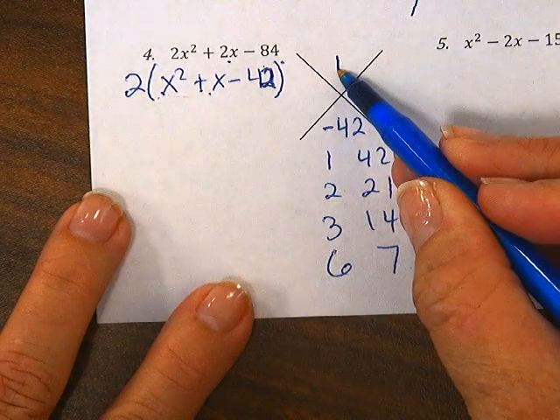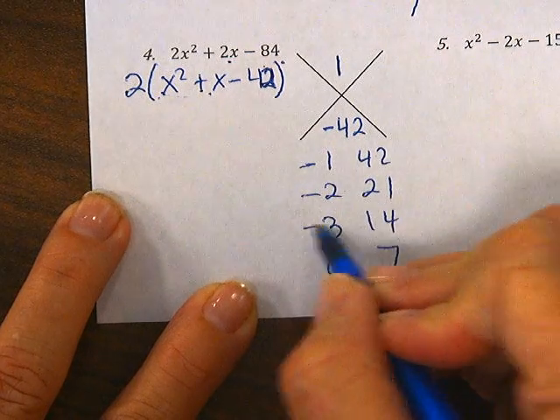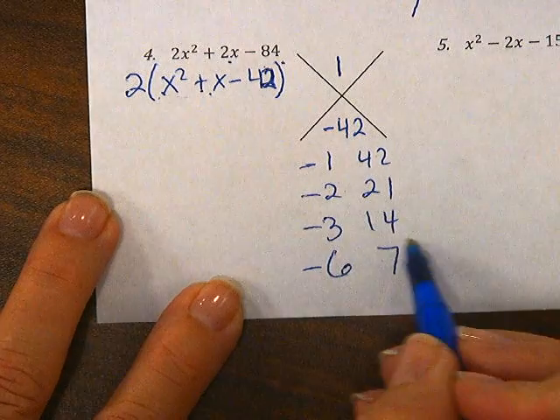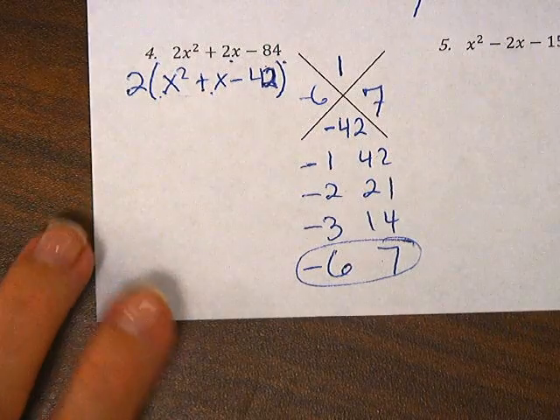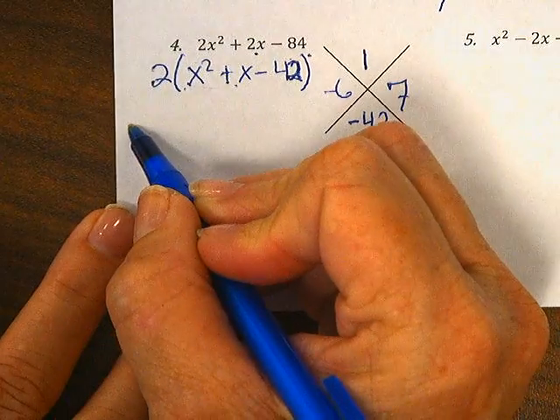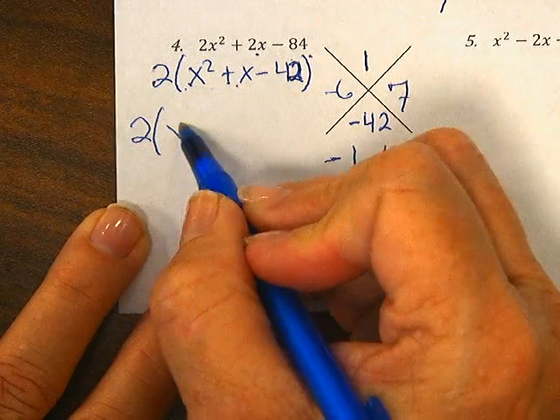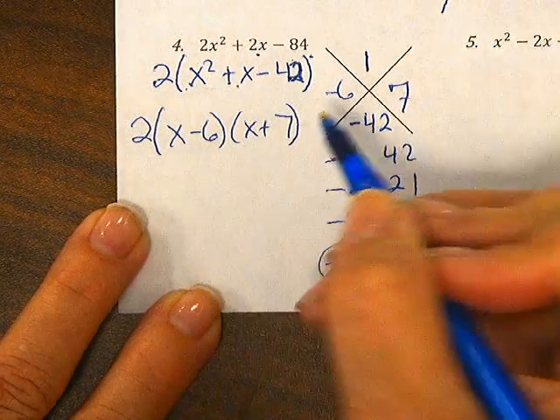I need them to add to a positive, so the bigger number needs to be positive. So I'm going to put my negatives over on this side. And now I need ones that add to 1. So negative 6, positive 7. So my factors now, I have the 2 still hanging out in the front, and we just leave it there. x minus 6, x plus 7.